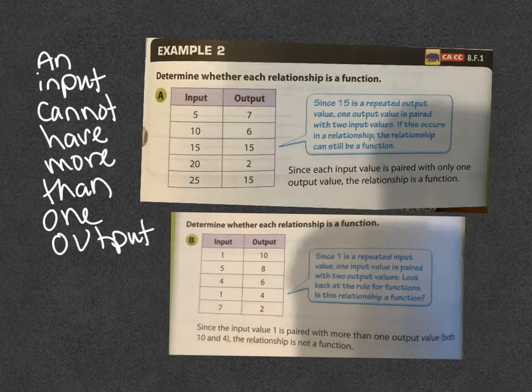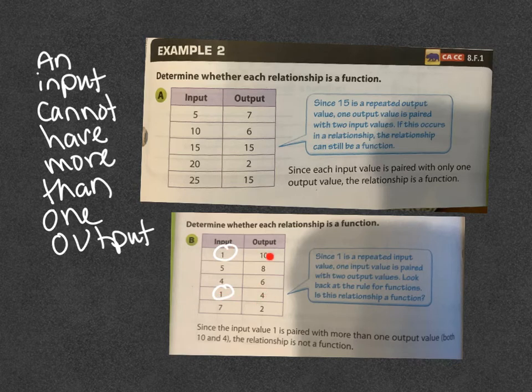Let's look at an example from another table. So this time I have an input of 1, 5, 4, 1, and 7, and an output here. Here's something to keep in mind. Look at this input of 1 and an input of 1 again. All right, I'm still okay as long as whatever the output is for 1 is the same on both.